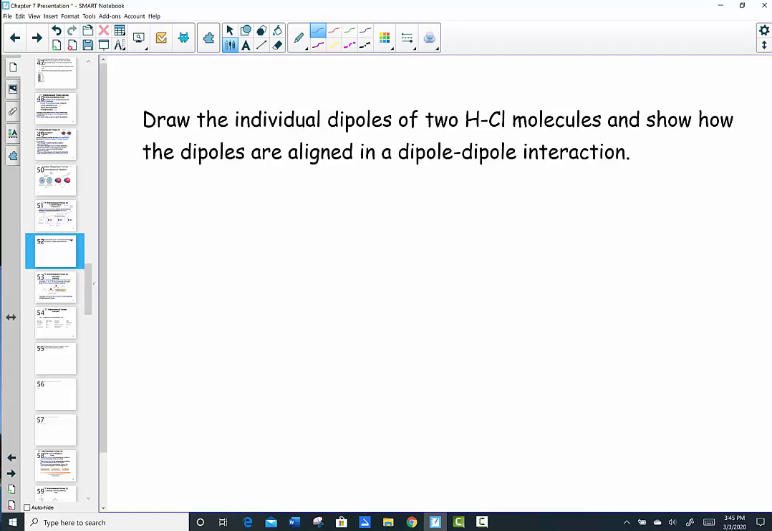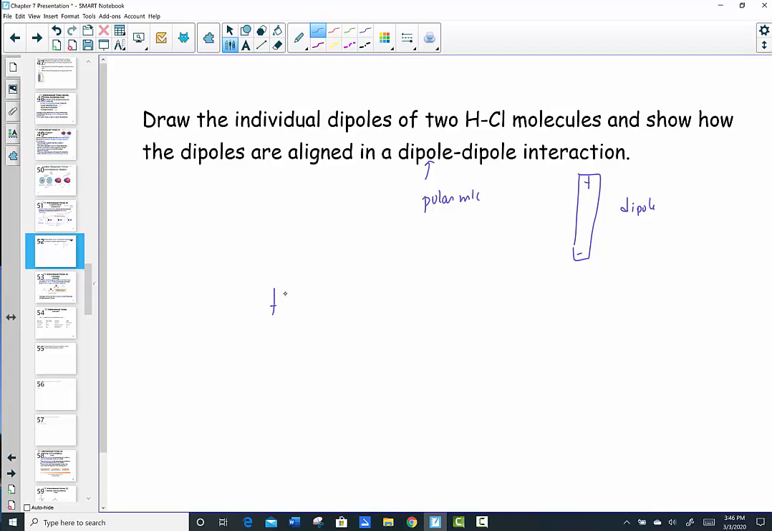Draw the individual dipoles of two HCl molecules and show how the dipoles are aligned in a dipole-dipole interaction. I just want you to think of this word as just representing a polar molecule. Remember, like a bar magnet. A bar magnet has a positive terminal and a negative terminal. The same structure has two different regions of charges. One is more negative, one is more positive. That's what's referred to as a dipole.